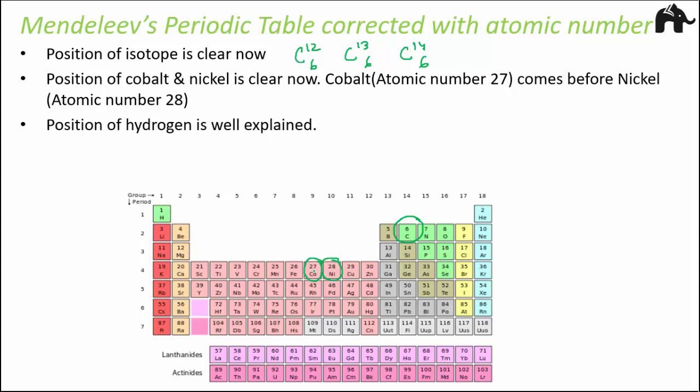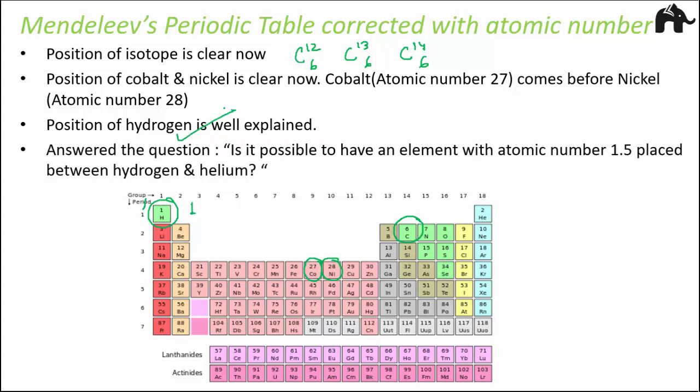That was also sorted because hydrogen has an atomic number of 1. Therefore, the electronic configuration is also 1. It has 1 valence electron, so it is in group 1 and period 1. So this is also sorted. And finally, the fourth limitation: is it possible to have an element between two elements? Now this was perfectly sorted.